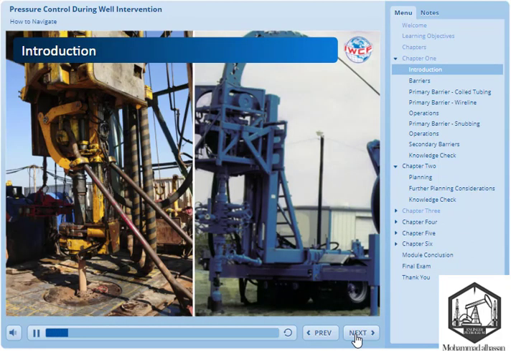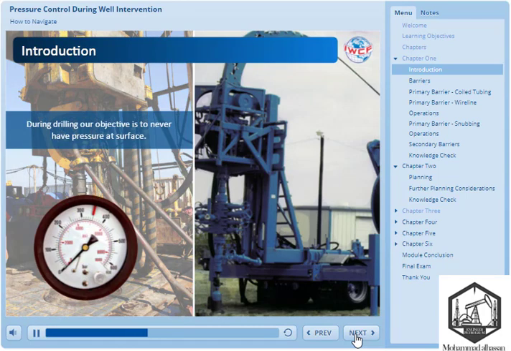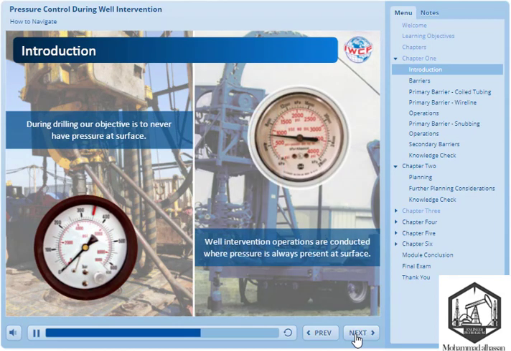When it comes to well control, the main difference between drilling operations and well intervention operations is that during drilling our objective is to never have pressure at surface. Well intervention operations are conducted on wells where pressure is always present at surface.